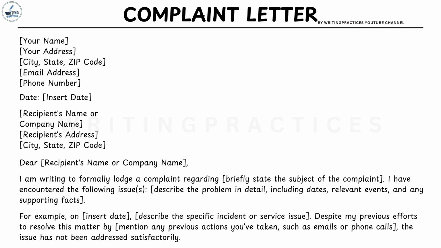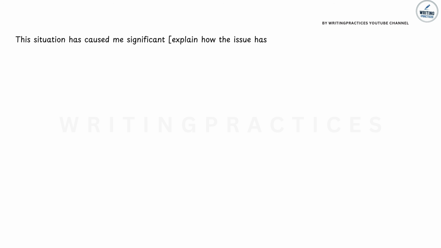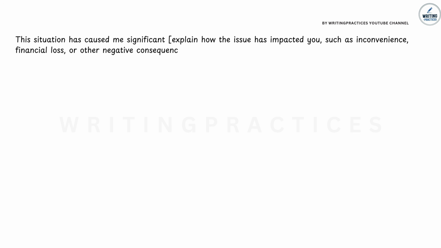Step 8. Explain how the issue has affected you. After laying out the facts, explain the impact this issue has had on you. Has it caused financial loss, inconvenience, or stress? This is where you make it clear why the problem is important to you and why it should be resolved quickly. You might say something like, "This delay has caused significant inconvenience as I rely on the product or service for specific reason." This adds weight to your complaint and shows why it needs immediate attention.